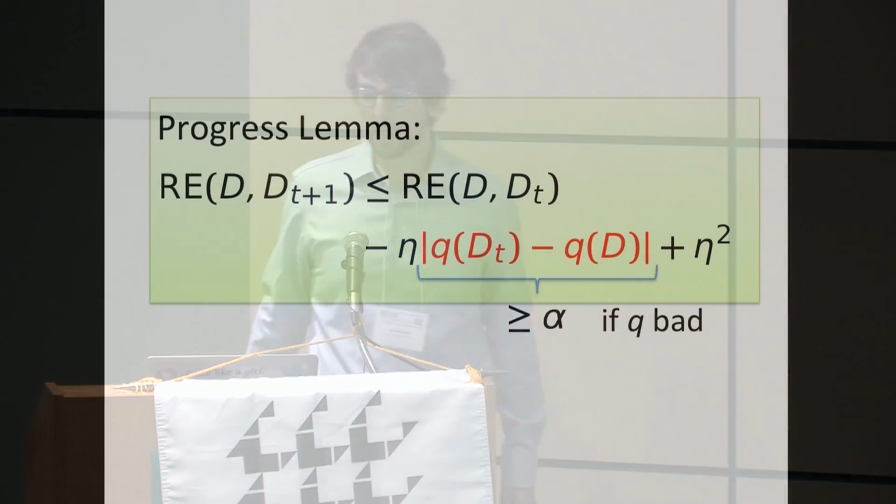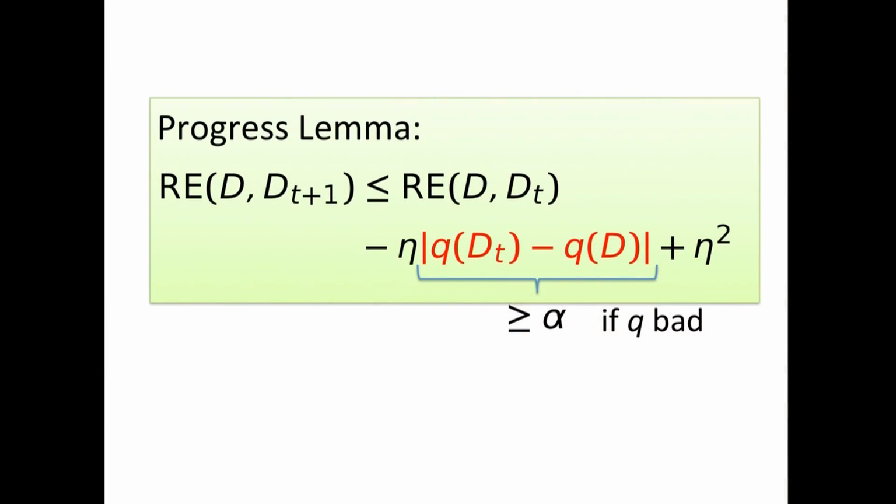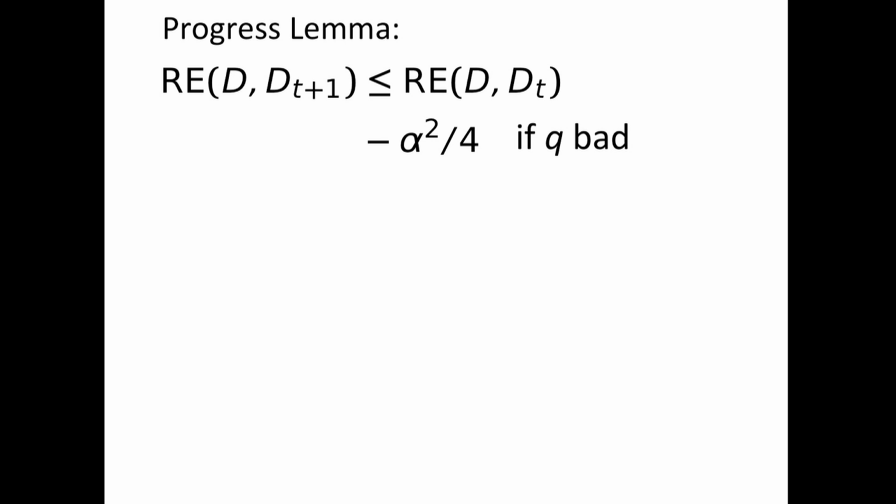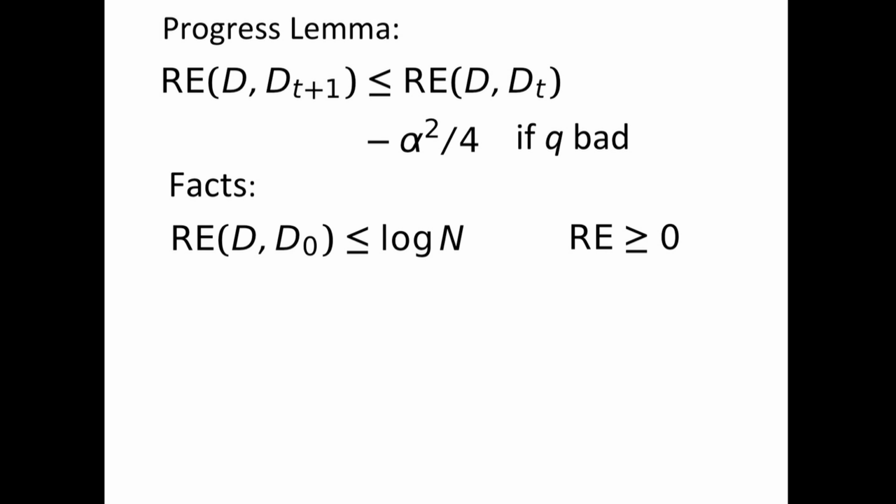In particular, if the violation is at least alpha, so if we don't satisfy the accuracy constraint, then by putting eta equal to alpha over 2, the progress lemma says we make at least alpha squared over 4 progress. Okay, so if a query is bad, if it doesn't satisfy the accuracy constraint, we make at least alpha squared progress. So this is great because this means we converge. The relative entropy between D and D0, what we start out with, what we have to fight against, is at most log the universe size. On the other hand, the relative entropy never goes below 0. It's a non-negative distance measure.